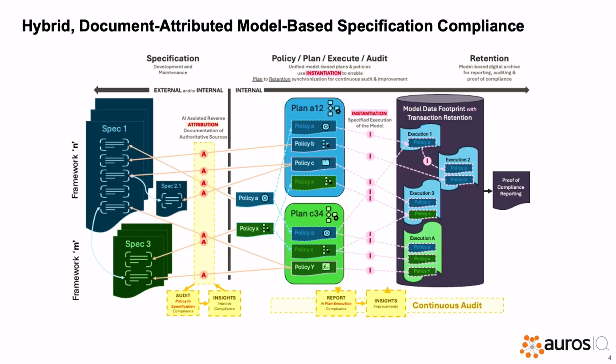So all of that metadata that you get from instancing the model, and then all of the variables, the evaluated numbers from your parameters during that instantiation, during that execution, all of that becomes part of what we call the model data footprint and transaction retention. All of that data is now available for proof of compliance reporting and for internal reporting.